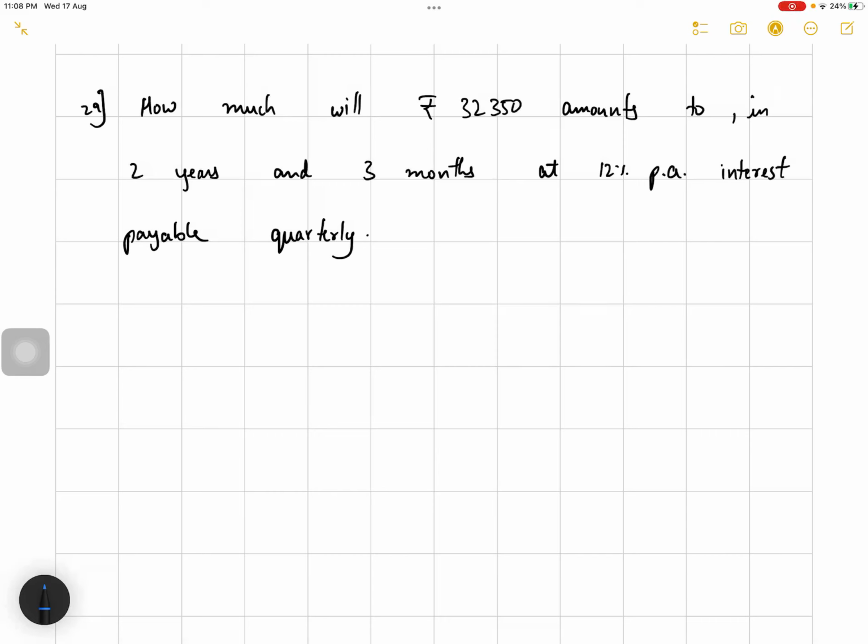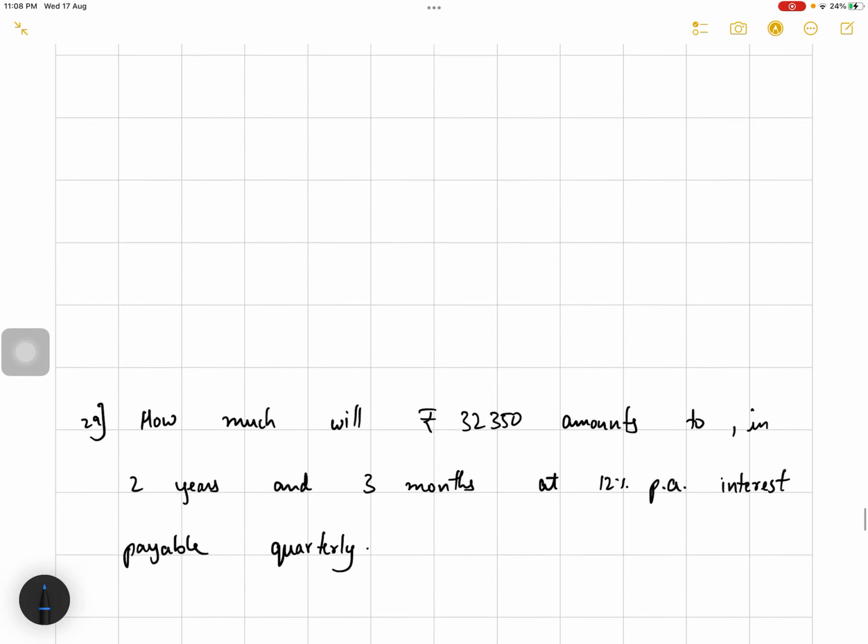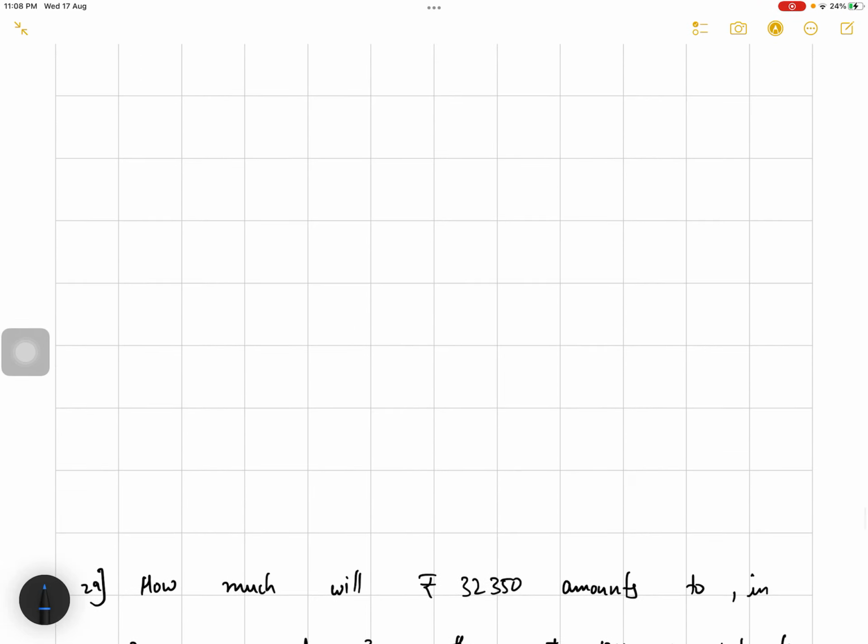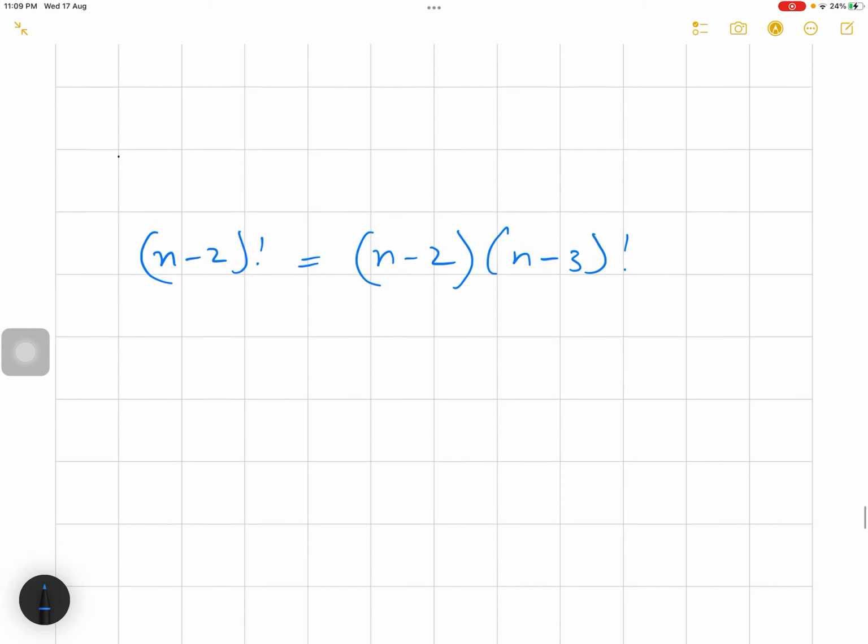Hello students, today we will be solving a few more questions of compound interest. But before starting this, there's a student called Remil Dhan who has asked me: n minus 2 factorial, how can I write it as n minus 2 into n minus 3 factorial? We'll start with this only.